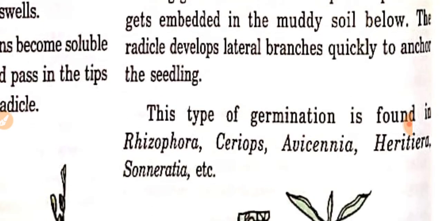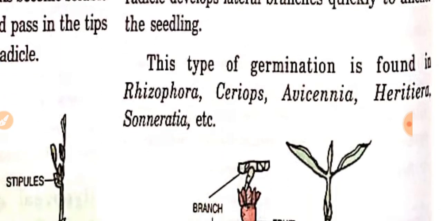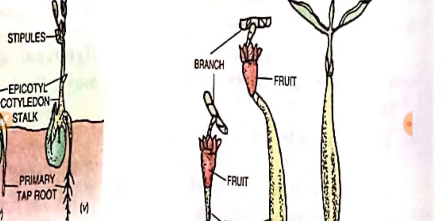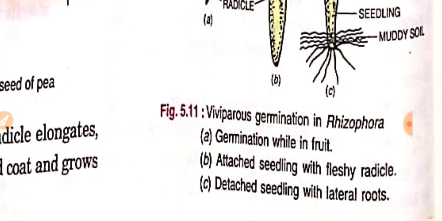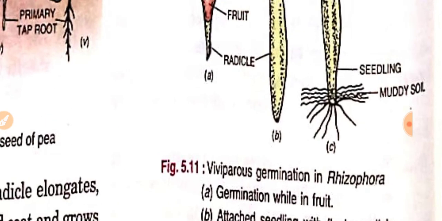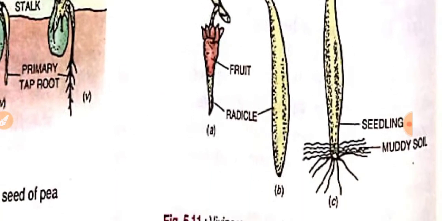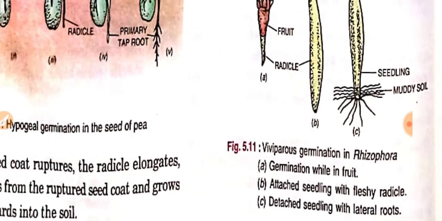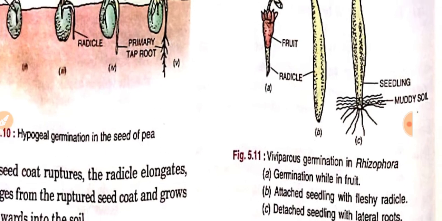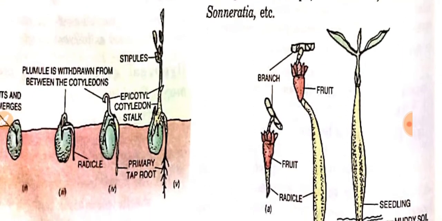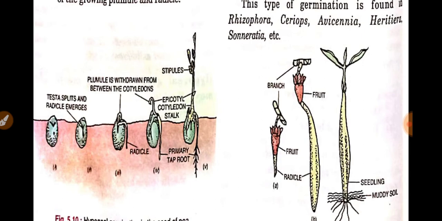This type of germination is found in Rhizophora, Sonneratia, Avicennia, Heritiera, Sonneratia, etc. So viviparity is one example that you can see. First, you see the stages of germination while in fruit: first stage, second, attached seedling with fleshy radicle, and third, detached seedling with lateral roots. If you see the figure also, you can understand well.